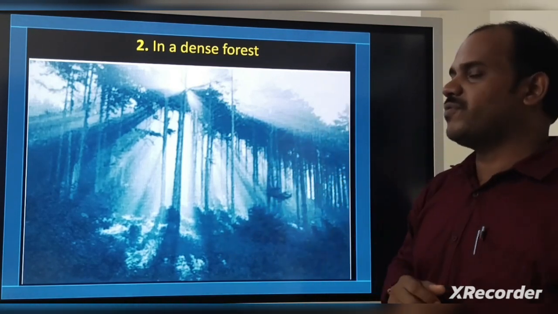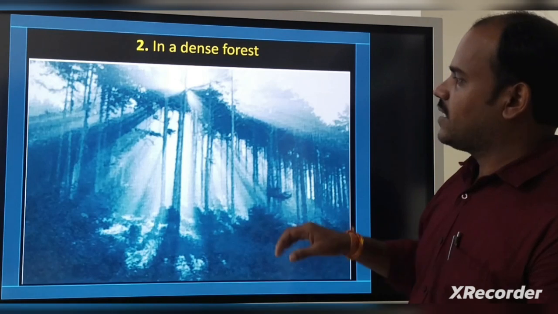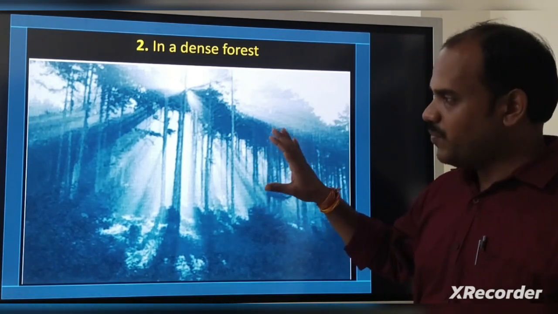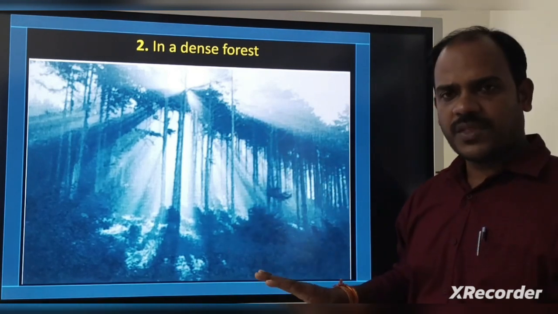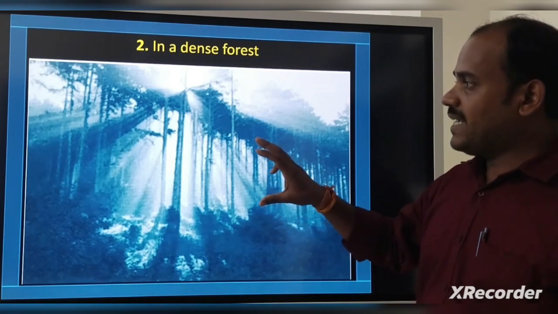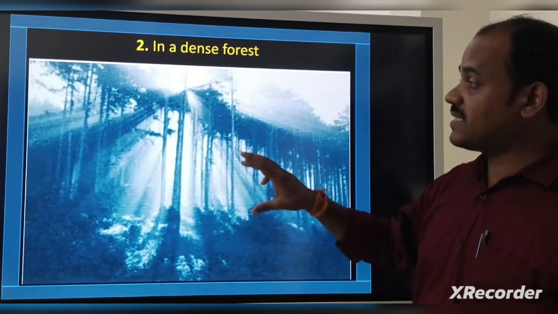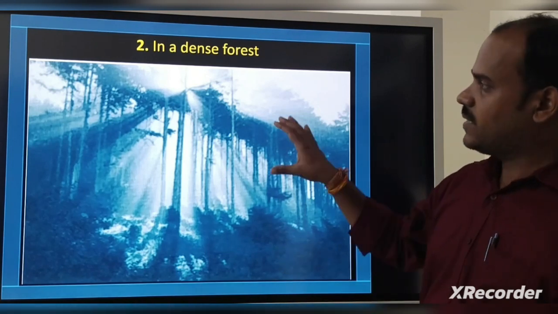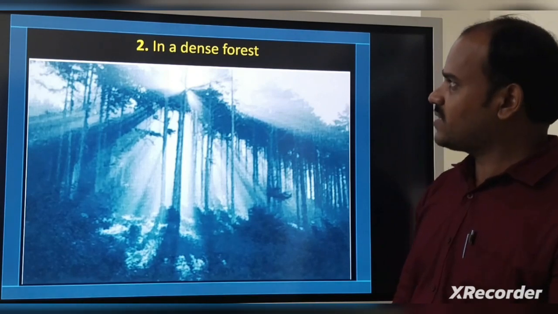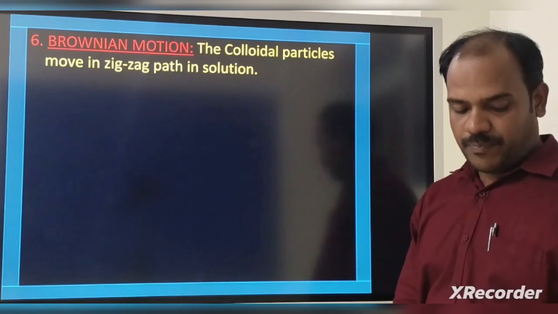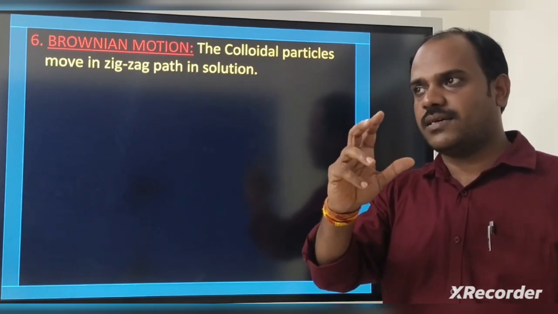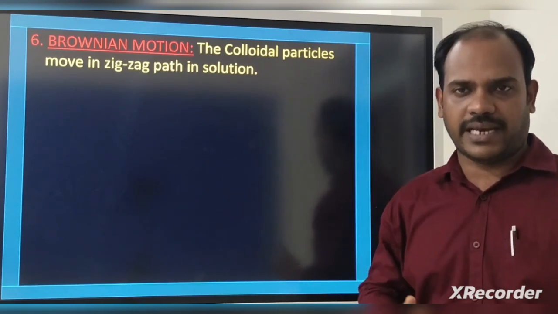Why is it becoming visible? Dear friends, this is due to the mist. Mist means the water droplets present in air. These water droplets scatter the beam of light. They scatter the sunlight. That's why this scene is seen in the forest. After this, take one more example. Tell me what that example is. You search and tell me.